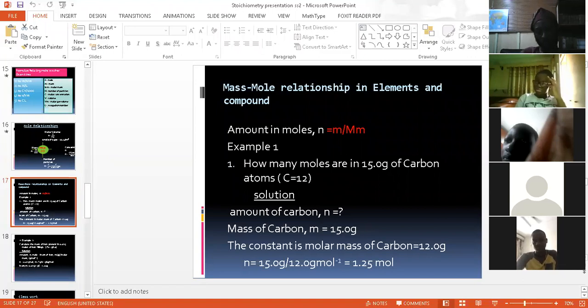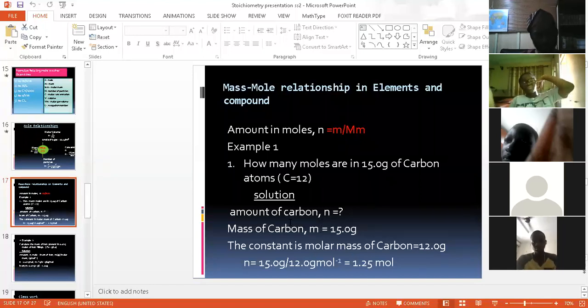So you are looking for mole, and you are given mass. You just recall the formula that links the two parameters. Which formula are you going to use in that regard? The formula is: number of moles is equal to mass over molar mass. That is the formula, as you can see on the screen. So always itemize the parameters given. Amount of carbon is what you are looking for, question mark.